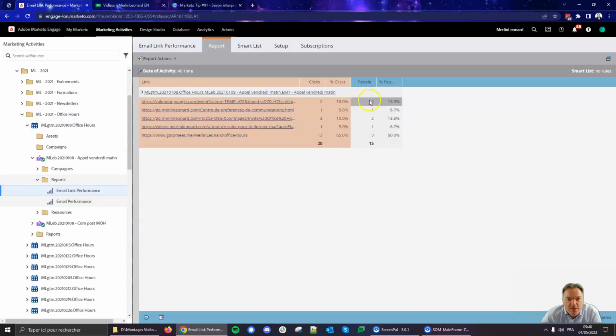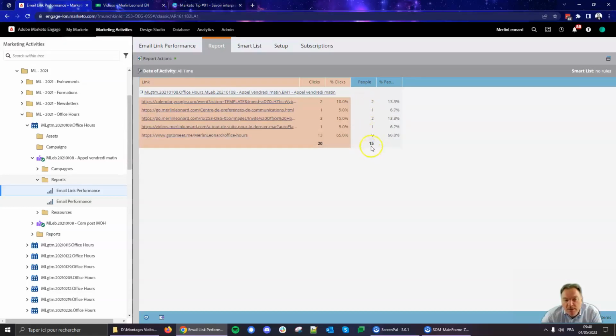So what does it mean? It means that some people have clicked on multiple links. That one person has clicked on one or two or three links, sorry, because my email contained here 5 links. And so that's why we switched from 12 to 15.